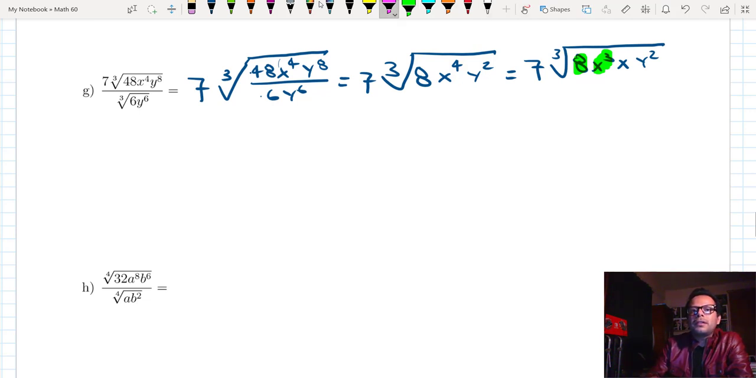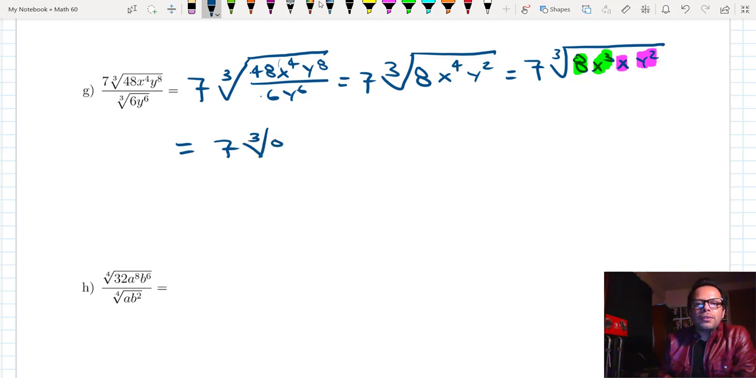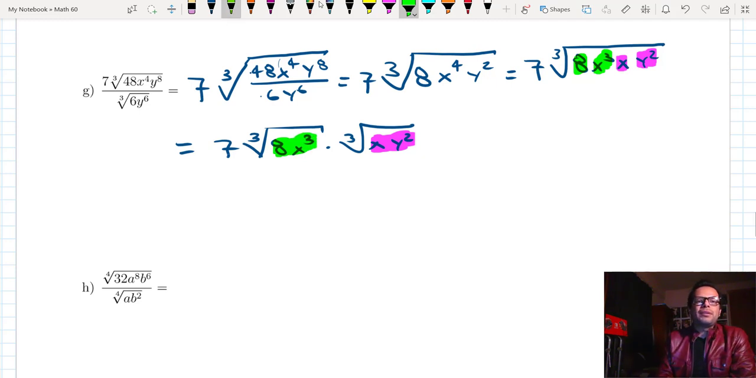And highlight with purple the factors that are not perfect cubes. And we're going to do 2 radicals, just the same way we did a couple pages ago, right? 1 radical for the perfect cubes times another radical with the non-perfect cubes. Okay, highlight the non-perfect cubes with purple, highlight the perfect cubes with green.